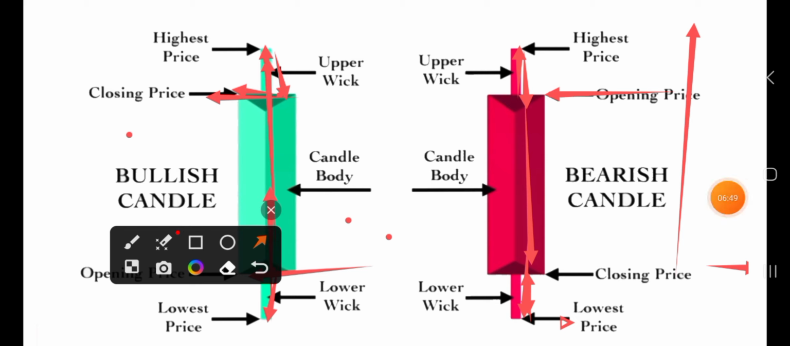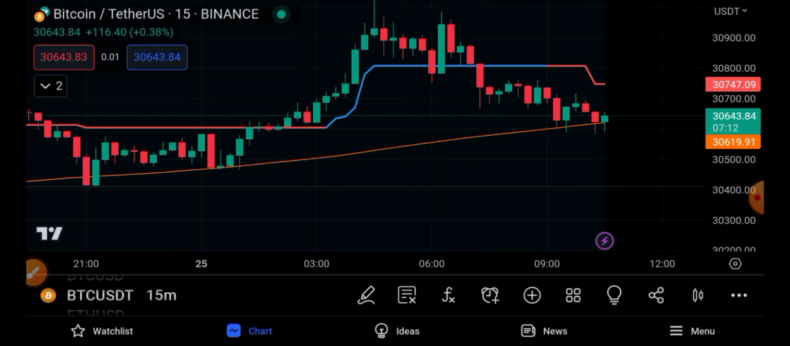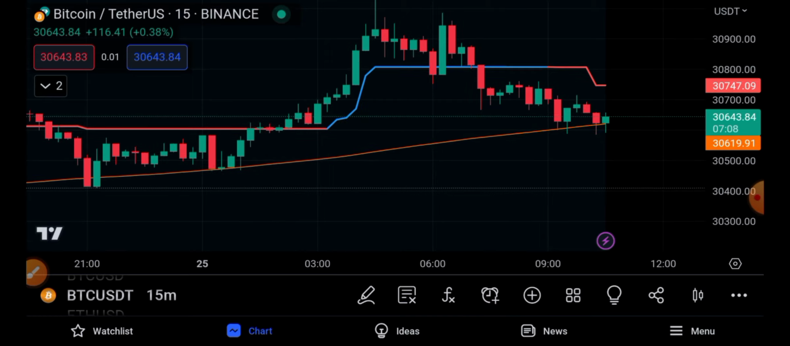Right now, let me take you to TradingView, and let us look at a real life example. So this is TradingView for us to see. This is the Bitcoin USDT live chart. You can also get this on your Binance. It is the same thing. So now let's take one candle as an example.